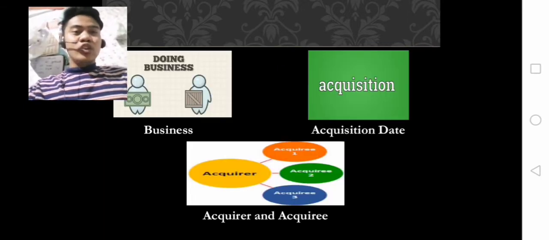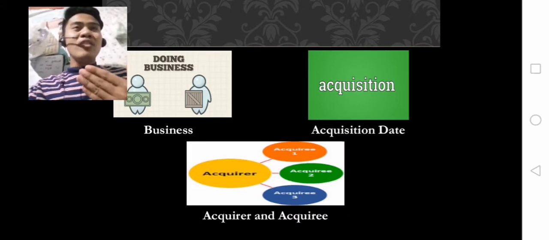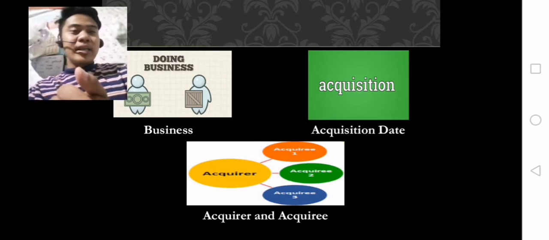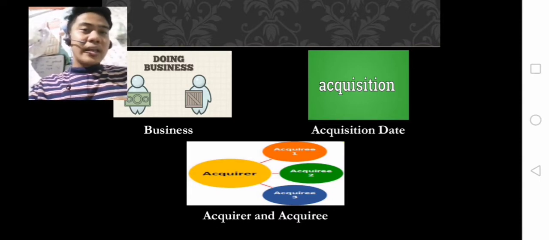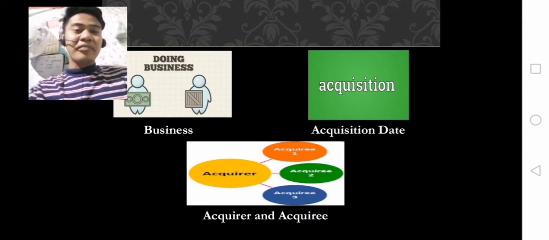Next, doing business. Doing business means you have an operation and your main goal is to earn profit. So, acquisition date. There is an acquirer and there is an acquiree. Like I said, the acquirer acquires net identifiable assets or acquires stock. It is important to determine the acquisition date because it is very important for determining the fair values, and fair values are very useful in determining the goodwill.